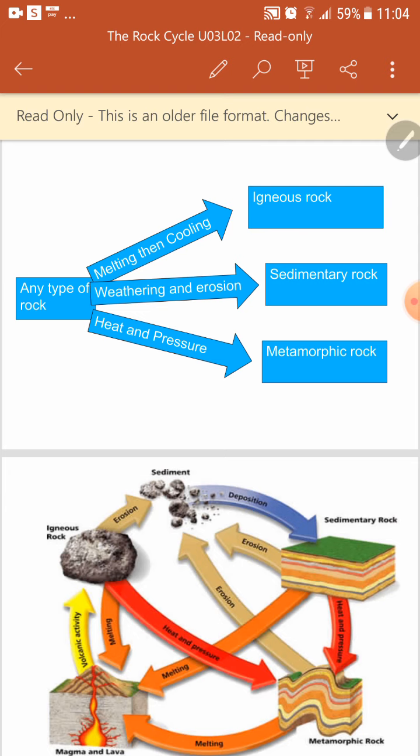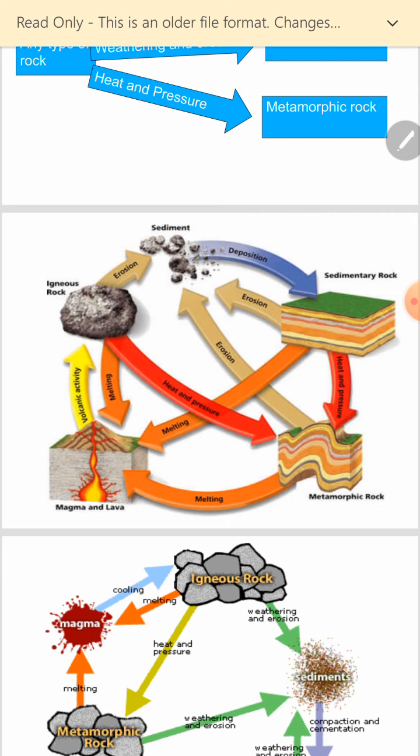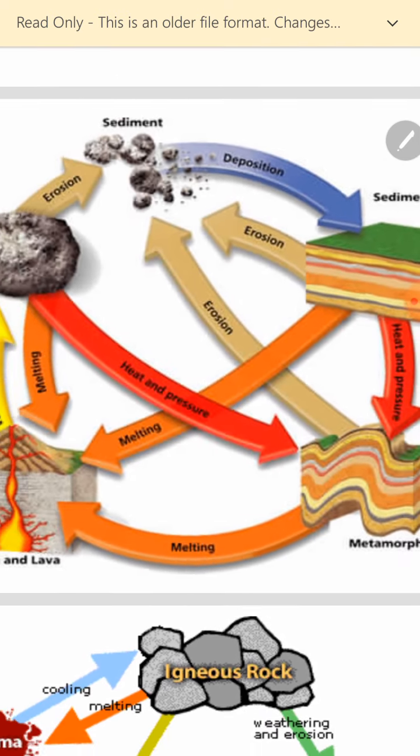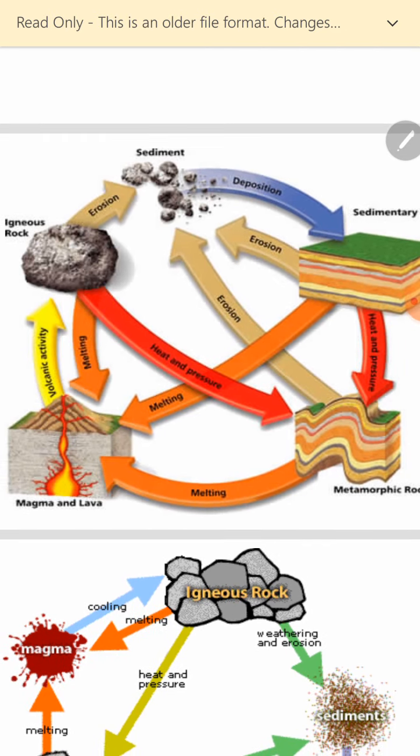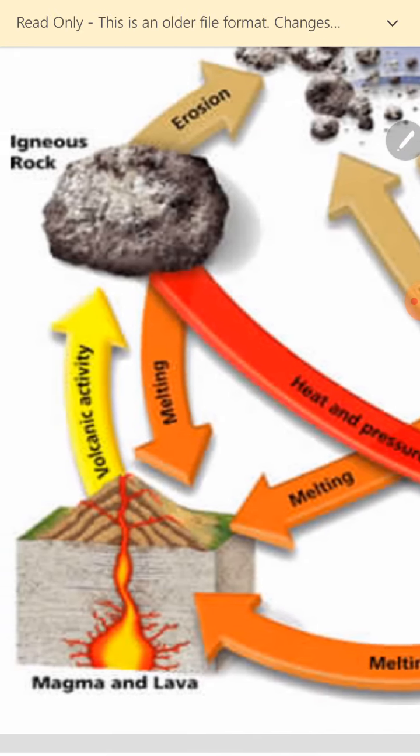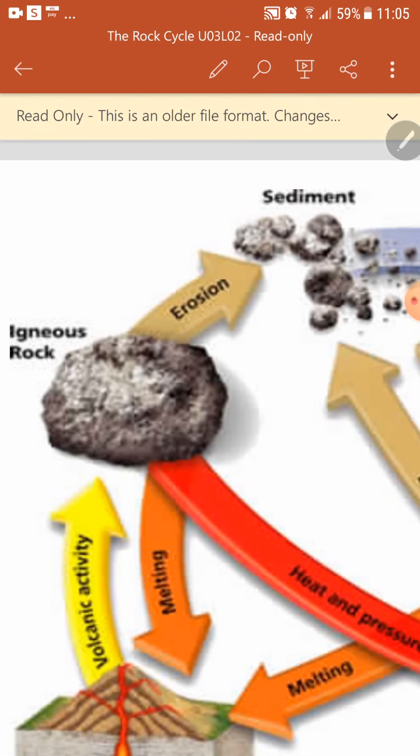Also, igneous, sedimentary, and even metamorphic can be buried very deep under the surface of the earth, for any reason. They can be exposed to heat and pressure, and they become metamorphic rock. We have this chart here to show how every rock can become any of the other rocks.